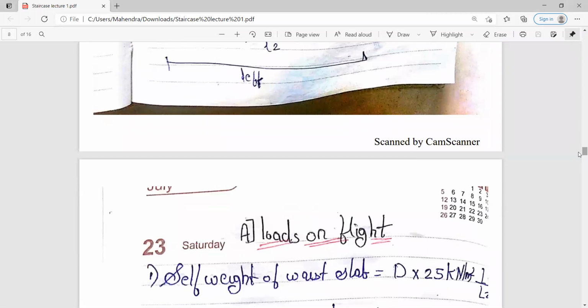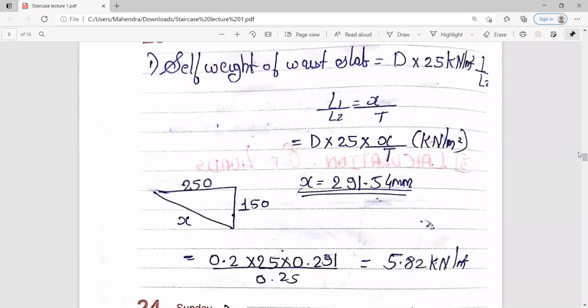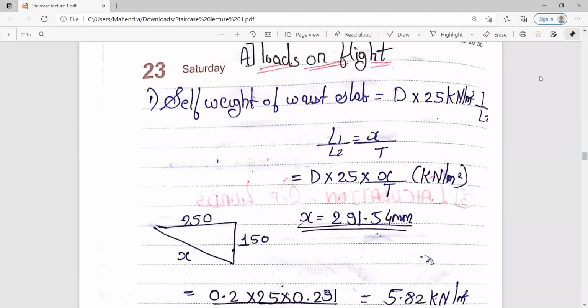Now you need to calculate the loads on the flight. So first of all, you need to calculate the self weight of the waist slab. So to calculate the self weight of the waist slab, you are having the formula that is D into 25 kilonewton per meter square into L1 by L2. So L1 by L2 will be equals to X by T. So see this particular diagram, I have shown this. What is this 250? That is the total width of the tread, and this is the height of the riser, that is 150 that we had assumed in the step number 1.